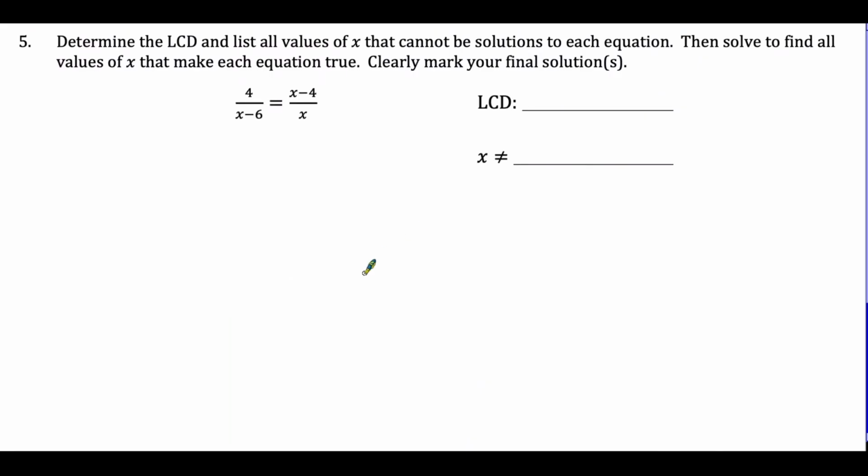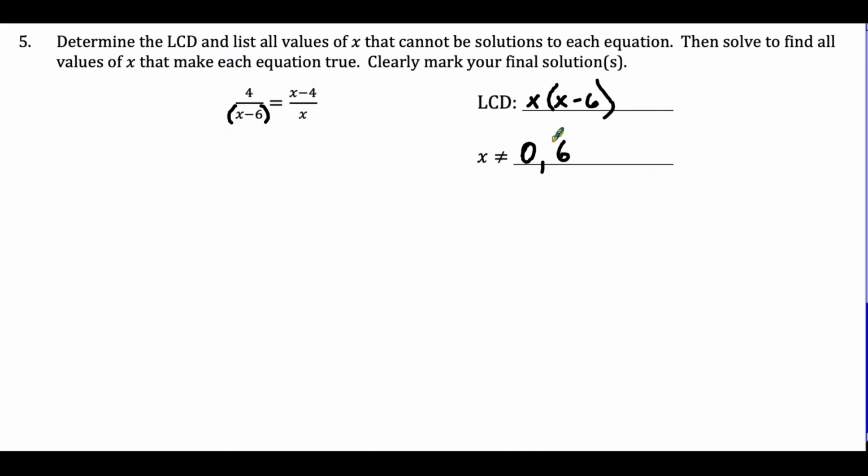On the next one, same process. I want to identify my LCD, so that is just the collection of all of the factors I see in any denominator, but if there are repeats, I only include them once. So my LCD is going to be x times x minus 6. That means that my restrictions will be 0, right? This first factor is just x, so the value of x that would make that equal to 0 is 0, and then the value of x that would make this factor equal to 0 would be positive 6.